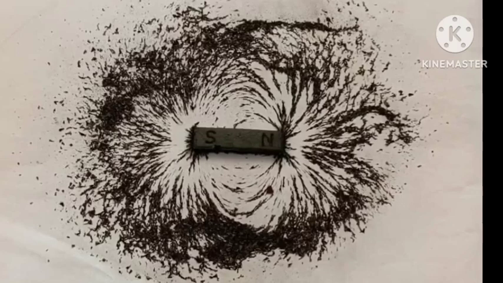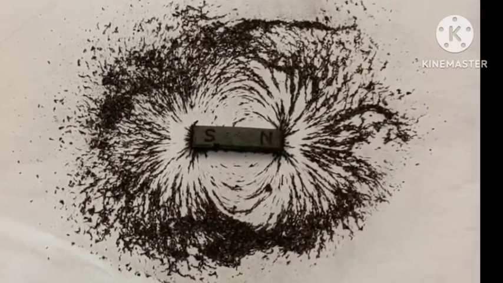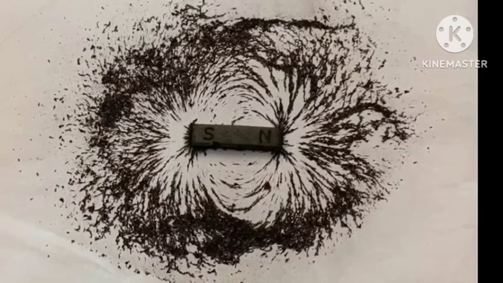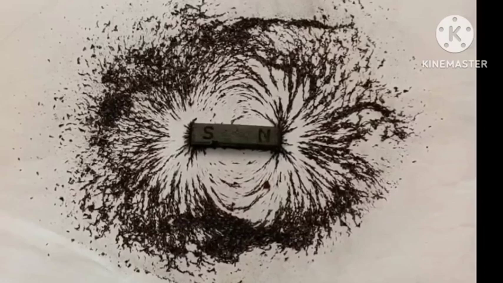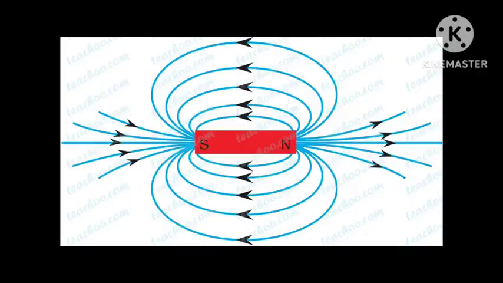Fix a sheet of white paper on a drawing board using some adhesive material. Place a bar magnet in the center of it. Sprinkle some iron filings uniformly around the bar magnet. A salt sprinkler may be used for this purpose. Now tap the board gently. What do you observe? Iron filings near the bar magnet align themselves along the field lines.